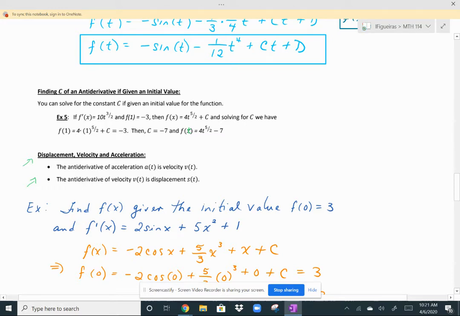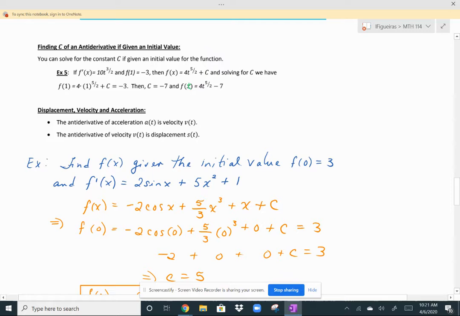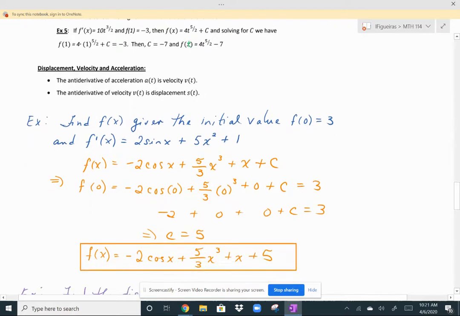All right, so let's use these ideas, these initial value problem ideas, as well as displacement, velocity, and acceleration to do the next few problems. So here's our first example. We want to find f of x given that the initial value is f of 0 equal to 3 and f prime of x is 2 sine of x plus 5x squared plus 1.